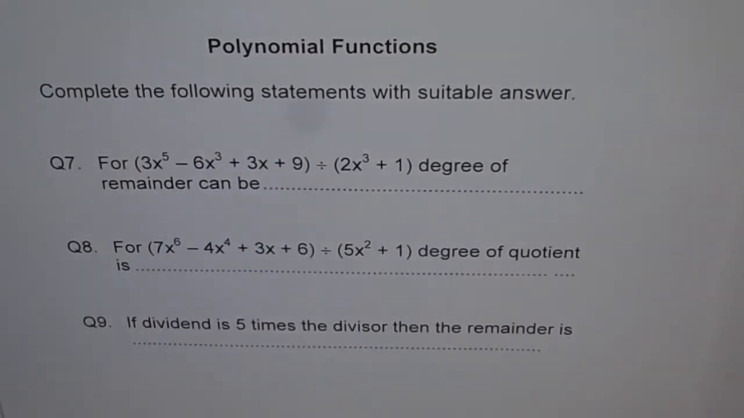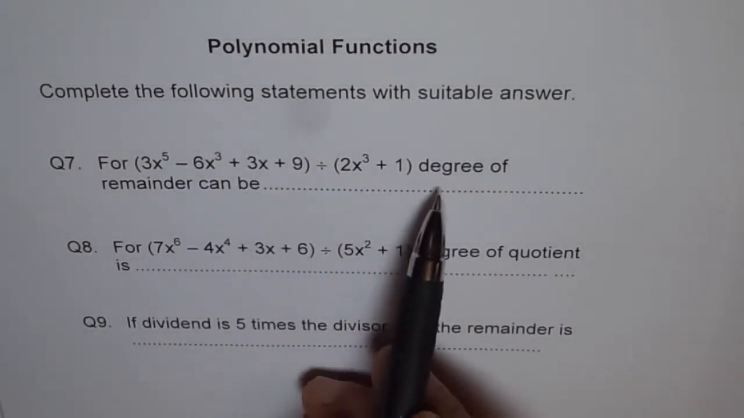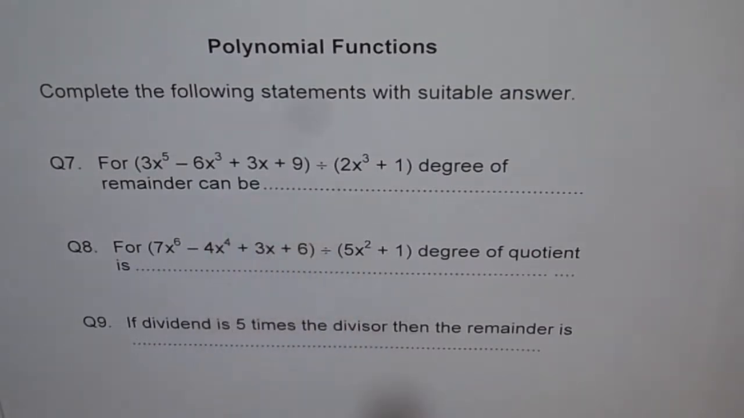So listen carefully. It is saying that when you divide this function by that function, in that case degree of remainder can be what? So write down your answers. Don't forget to write all possible degree of remainders. Correct? Now, here is my solution.